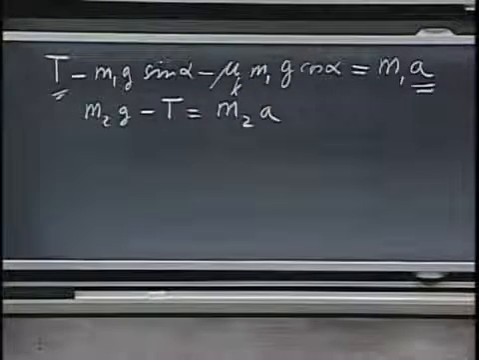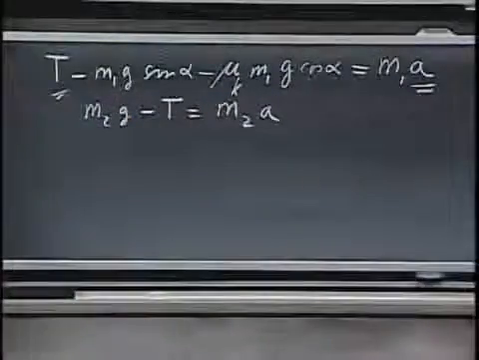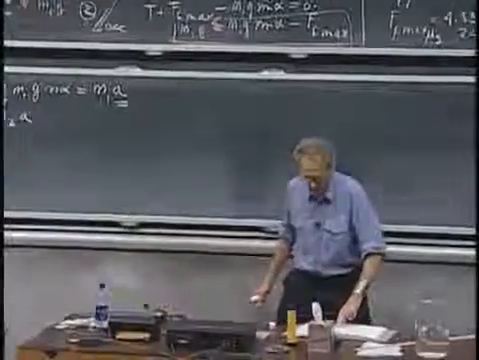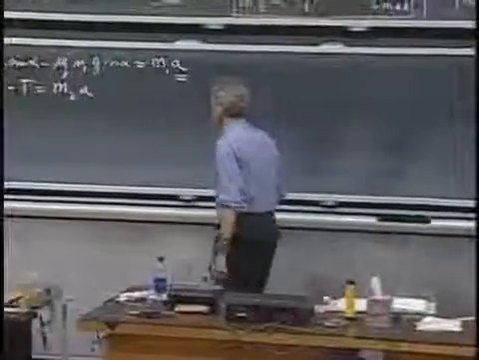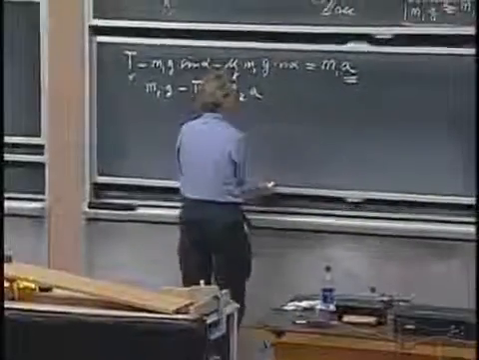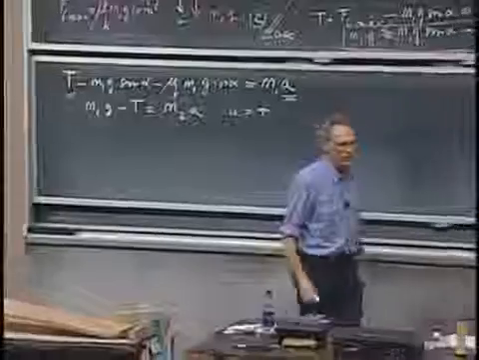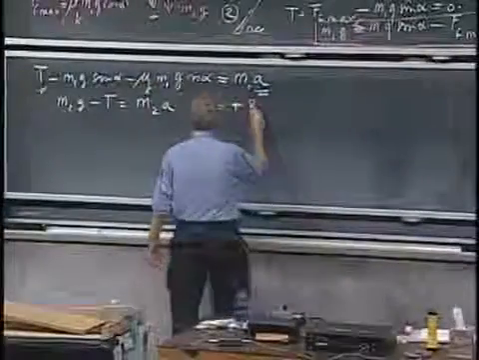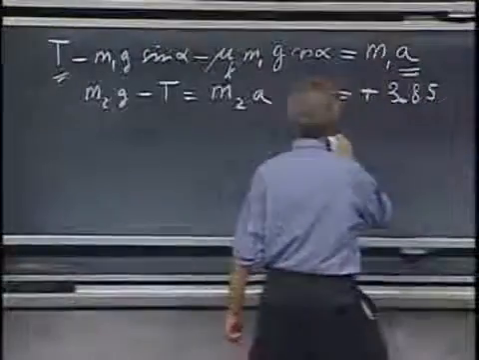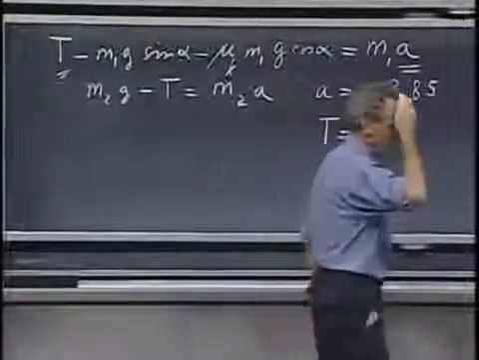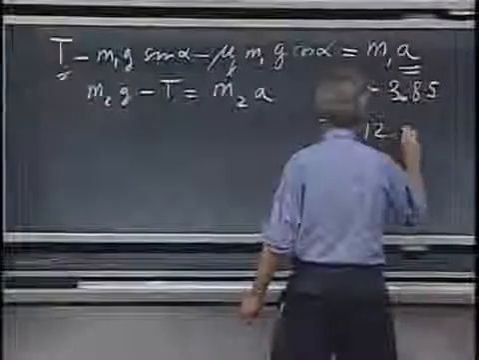Now I have two equations with two unknowns. And now I can solve. It's very easy. You just add them. And I leave you with that. I'll just give you the results. I find that the acceleration, a, equals plus, I think, 3.85. That is correct. Plus 3.85 meters per second squared. And I find that the tension equals 12.3 newtons.